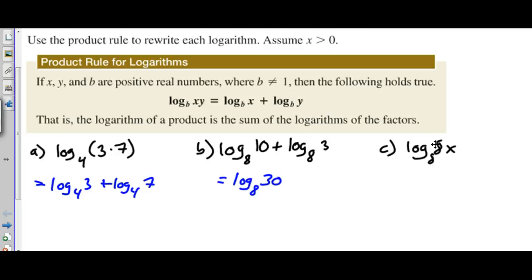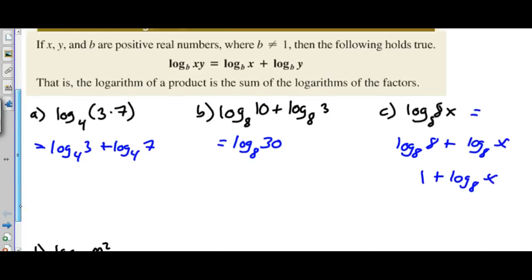Same thing right here, we have a log base 8 of 8x, so that means that we can write this as a product, 8 times x. So the equivalent of this would be log base 8 of 8 plus log base 8 of x. And what would this give us right here, right? Because this means 8 to the power of what is going to give us 8. Well, that's just going to give us 1. So really we can write this as 1 plus log base 8 of x. Right, so either one of these is all equivalent.